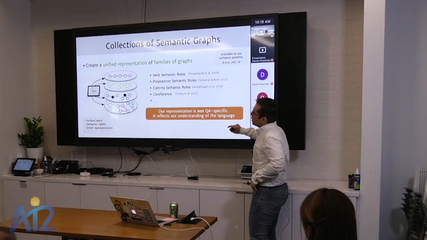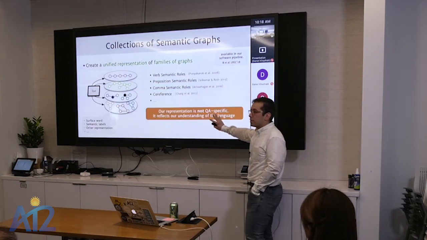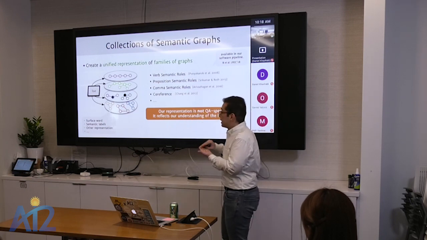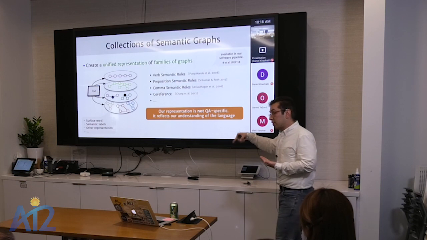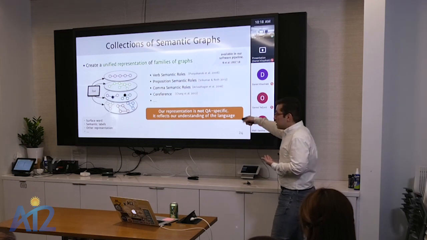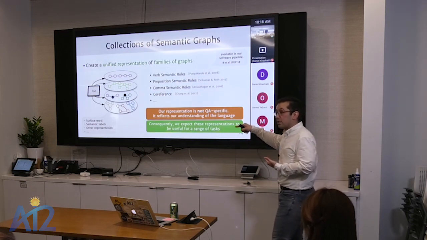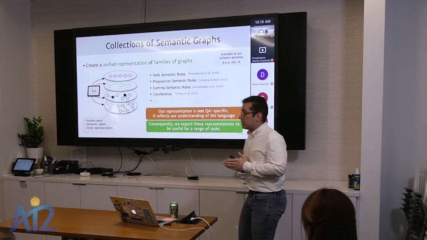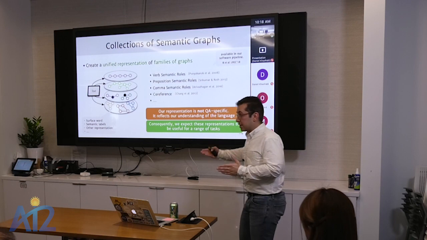So the point here is that the meaning is represented by a collection of tools or semantic representations that are independent of the task that I want to solve. And because of this independence, I expect this representation to be more broad and more general. I expect it to be easier to generalize across different domains and tasks.